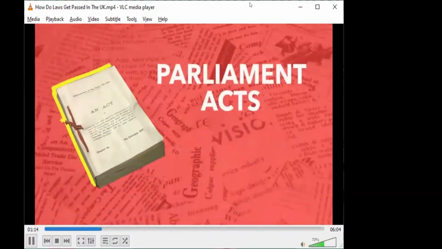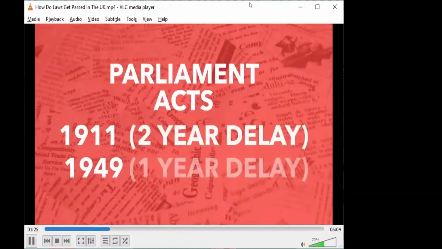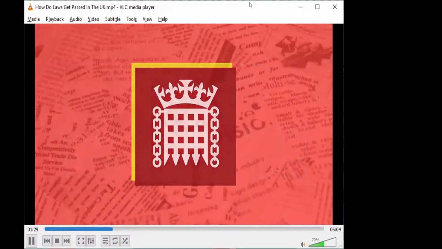This changed due to the passing of the Parliament Acts in 1911 and 1949. These acts removed the veto power from the House of Lords, and instead allowed them to delay legislation for 2 years and then for 1 year, respectively. These steps majorly reduced the power of the House of Lords.